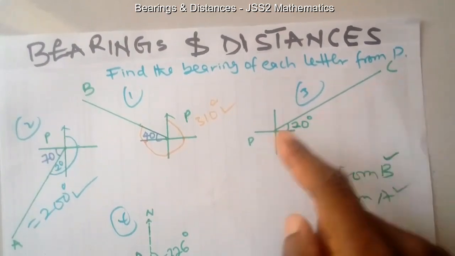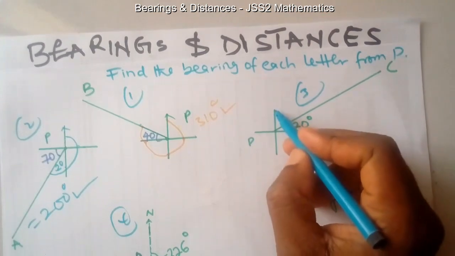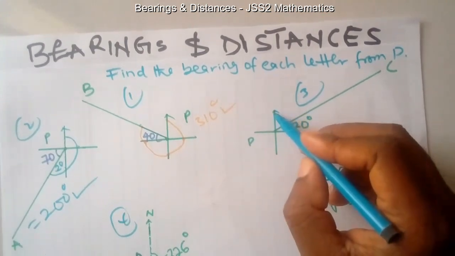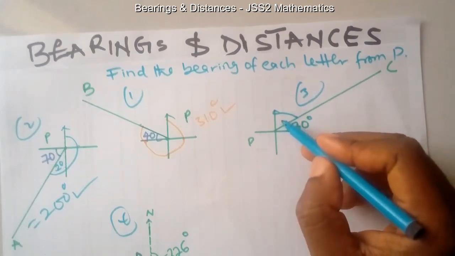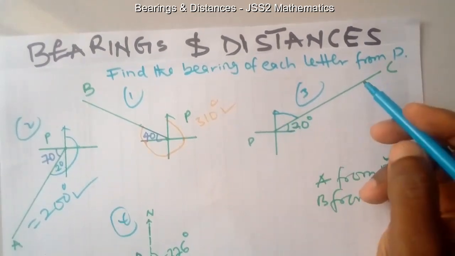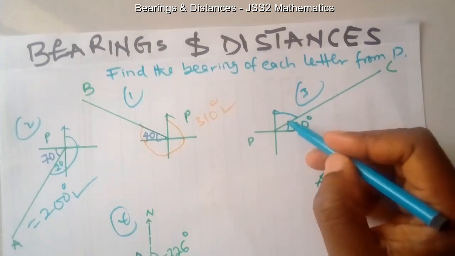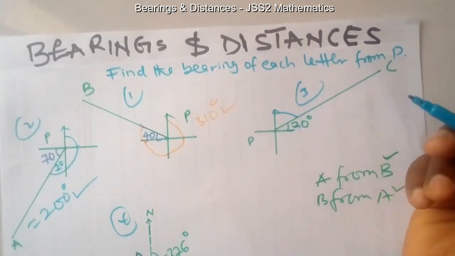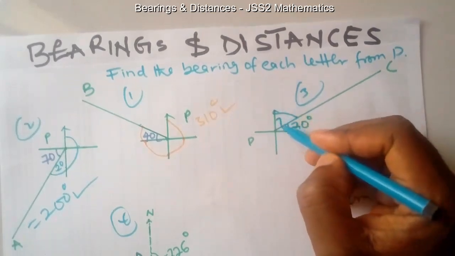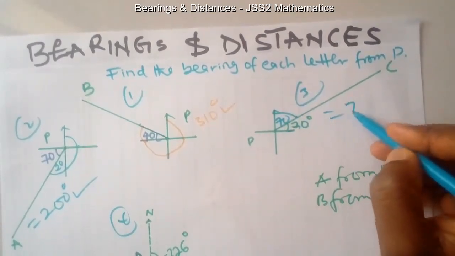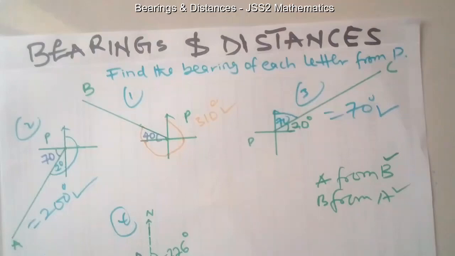the bearing of C from P, you go to P, you take it from the north and stop here. But here is 20. What should be this place? It is 70. We don't need this 20. It is this region that we need. Out of 90, if here is 20, the remaining part should be 70. So the bearing here is 70 degrees.